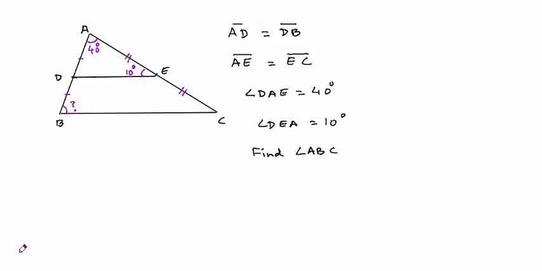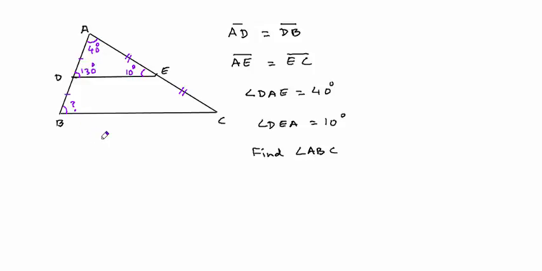To be able to do that, the first thing we note is we can easily find the measure of angle ADE, this angle out here, by subtracting 40 and 10 from 180, because in this triangle ADE, the three angles add up to 180. So if you take away 40 from 180, that becomes 140 and another 10. So this angle out here is 130 degrees.